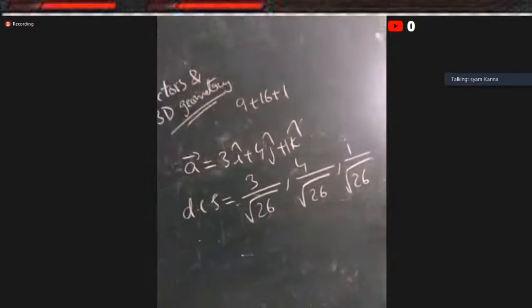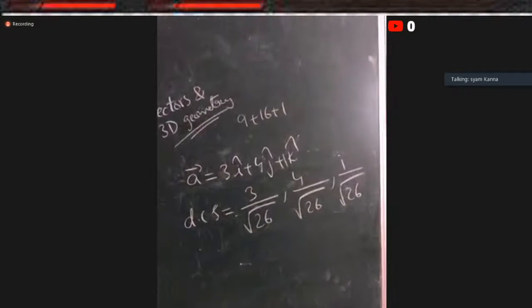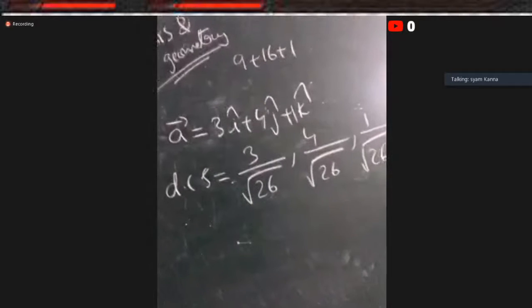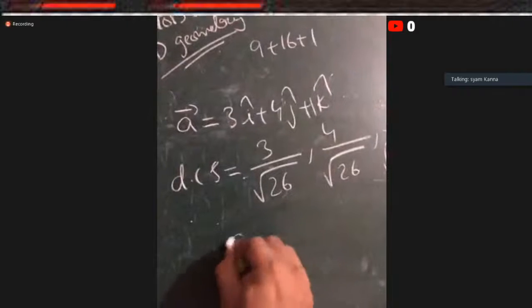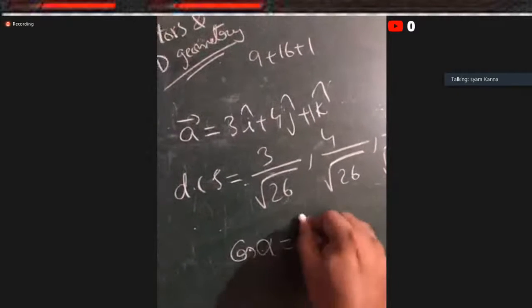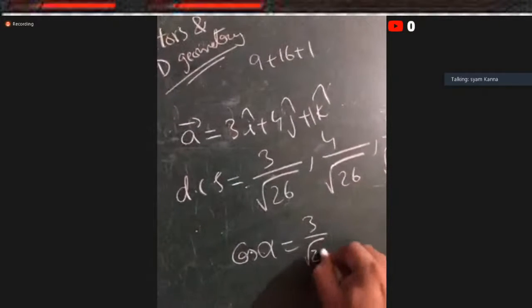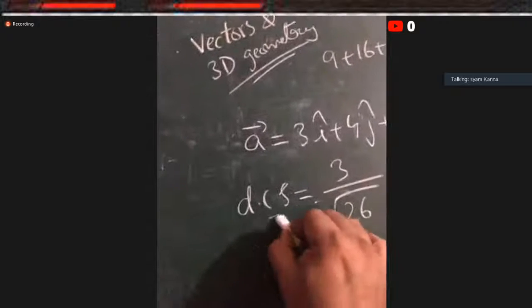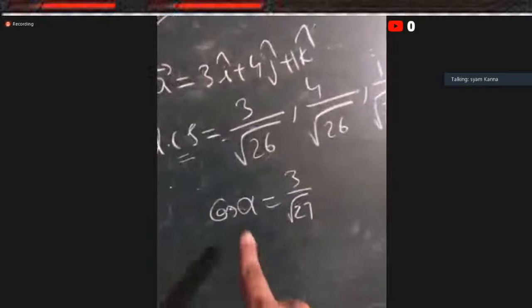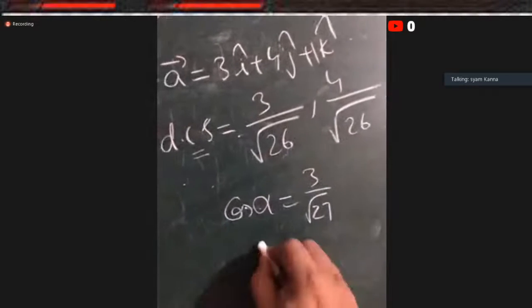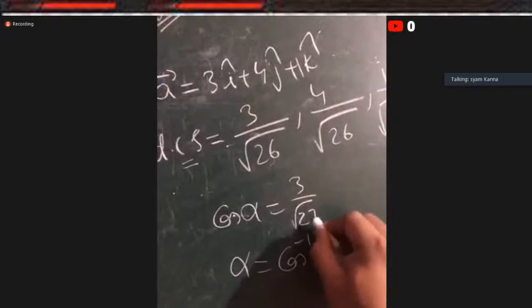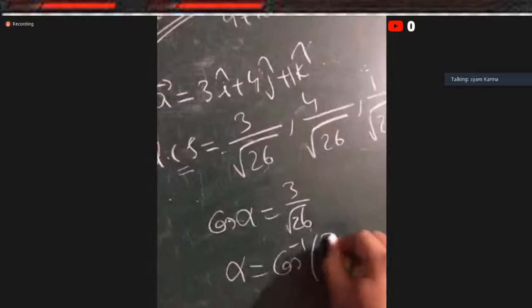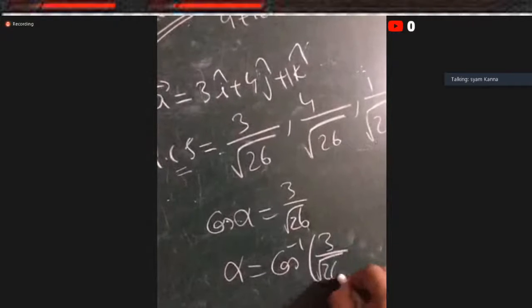If I ask you what is the angle made by the vector with the x-axis, then you take the first one only. This only is useful for us. Cos alpha is equal to 3 by root 26. Direction cosine means cos alpha. Then what is alpha? Alpha is equal to cos inverse of 3 by root 26 you will get.